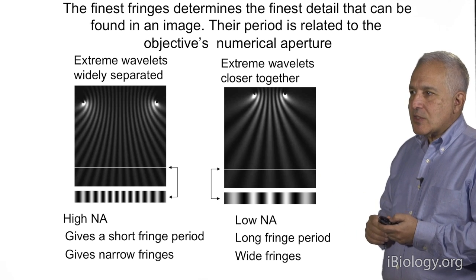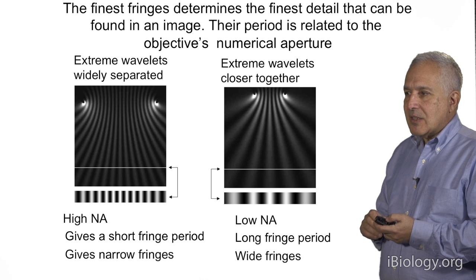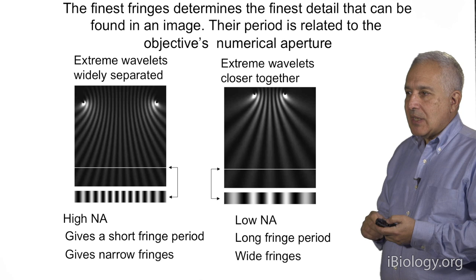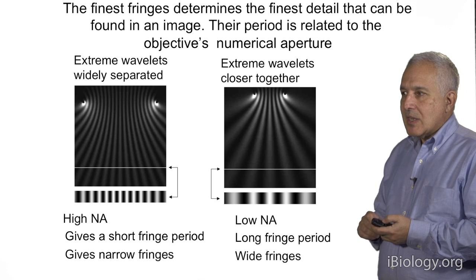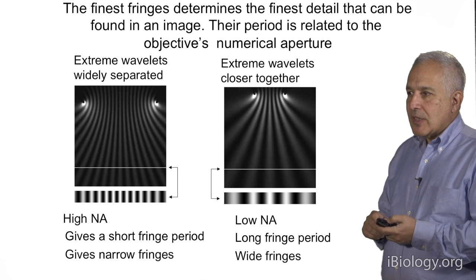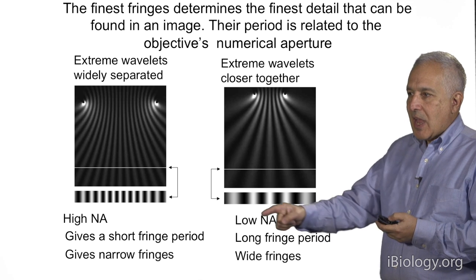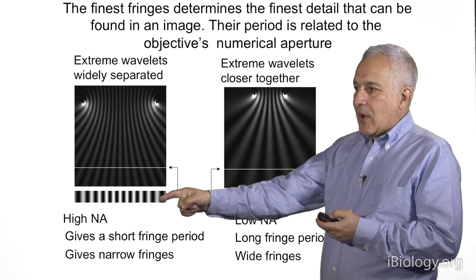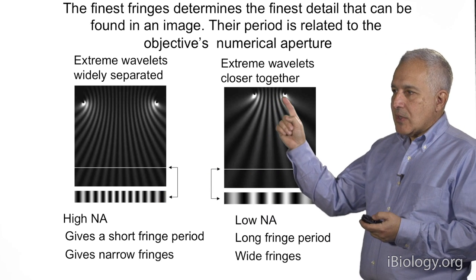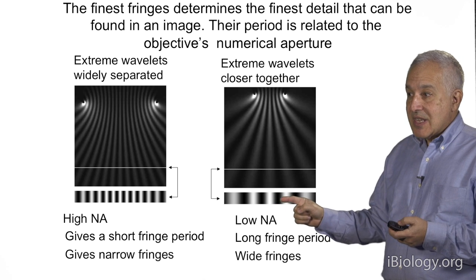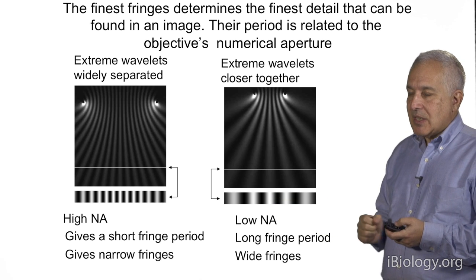So the finest fringes determine the finest detail that can be found in an objective. This is what limits the resolution of the image, how fine that banding pattern is, and that period, that is the distance between the bright and dark areas, is related to the numerical aperture. If the two wavelets are far apart, then interference allows a very high frequency set of dark and light bands. If the two wavelets are very close together, as in a low numerical aperture lens, then the banding is more spread out. And this limits the finest detail in the image plane.